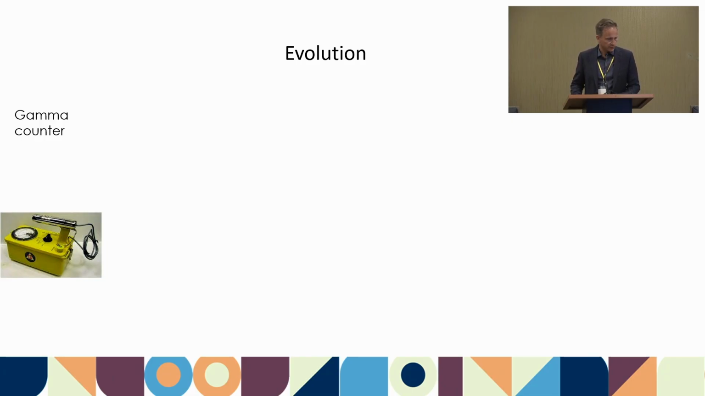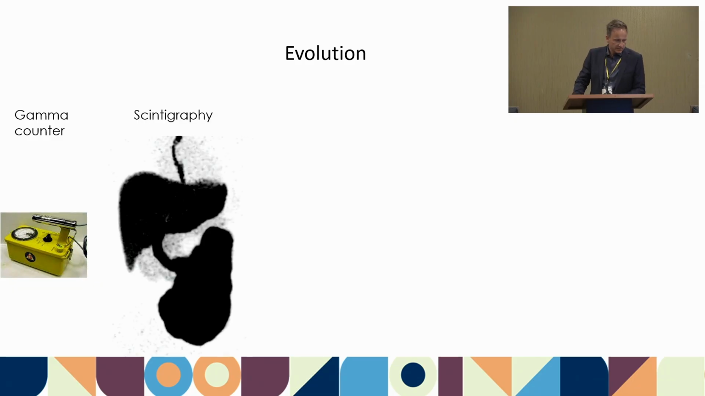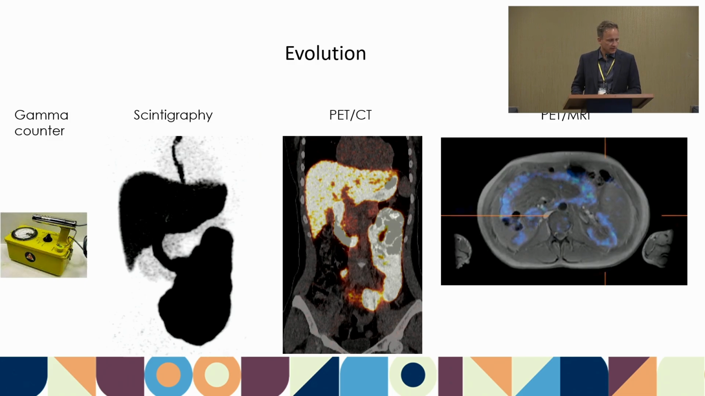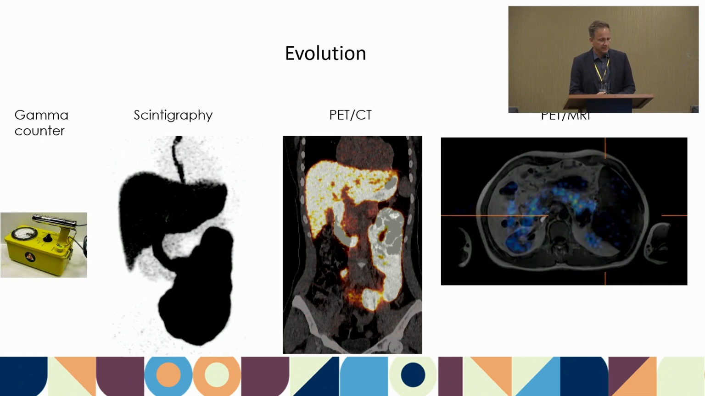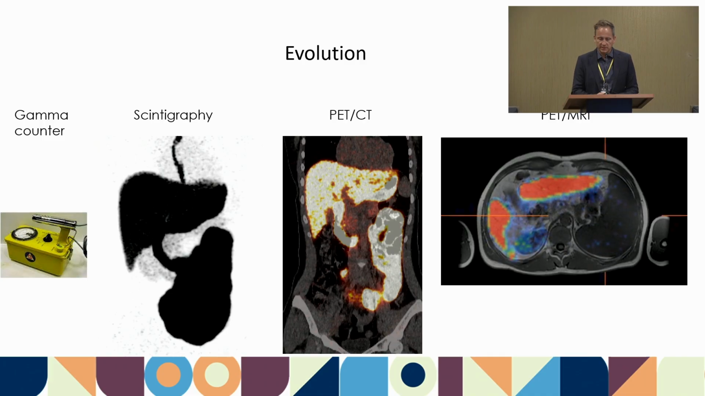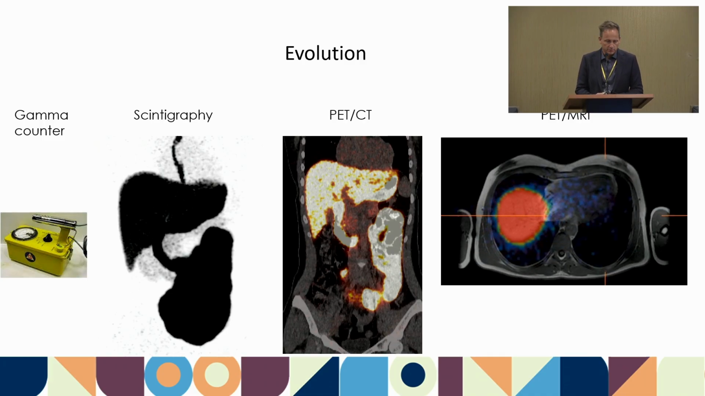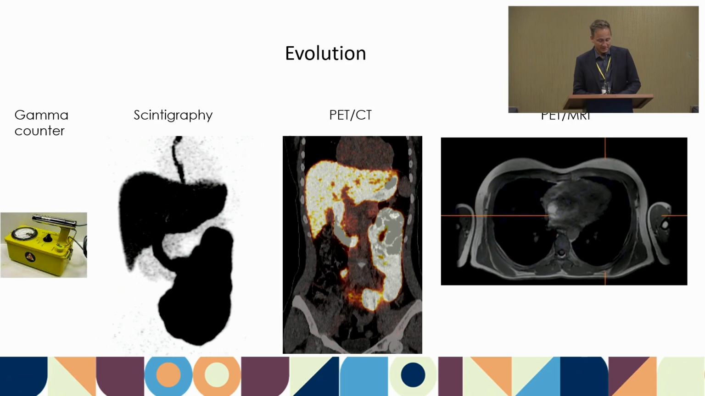The first things that were around were the gamma counters. Later came scintigraphy, where the resolution improved a bit. Then on to PET-CT, where you get the CT signal, which is the anatomical presentation of the body, and then you superimpose the signal from the radioactivity. And then more recently, PET-MRI has come around, giving us kind of the same thing as CT, but in even prettier colors. So that's nice.